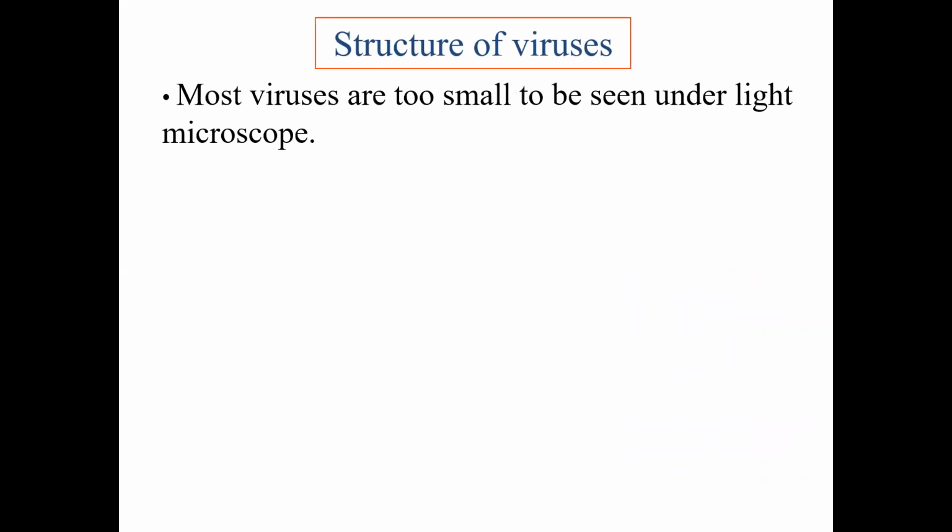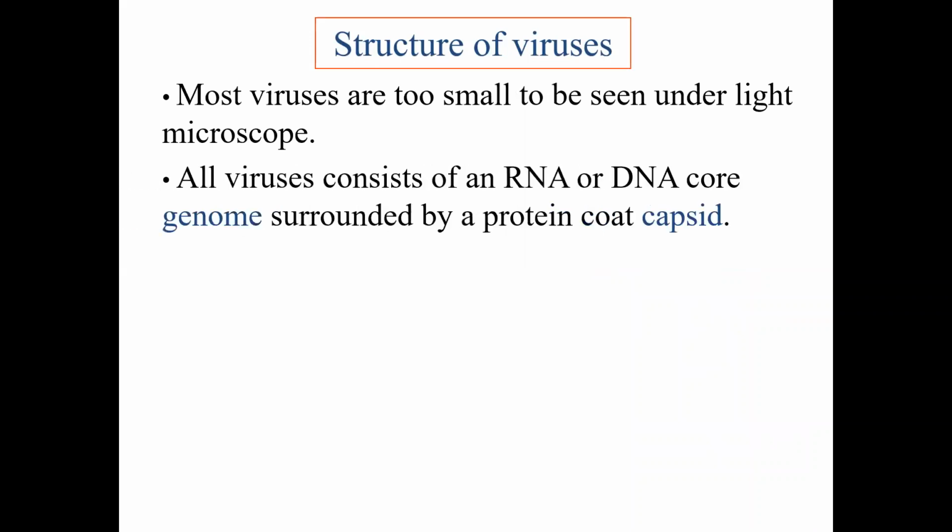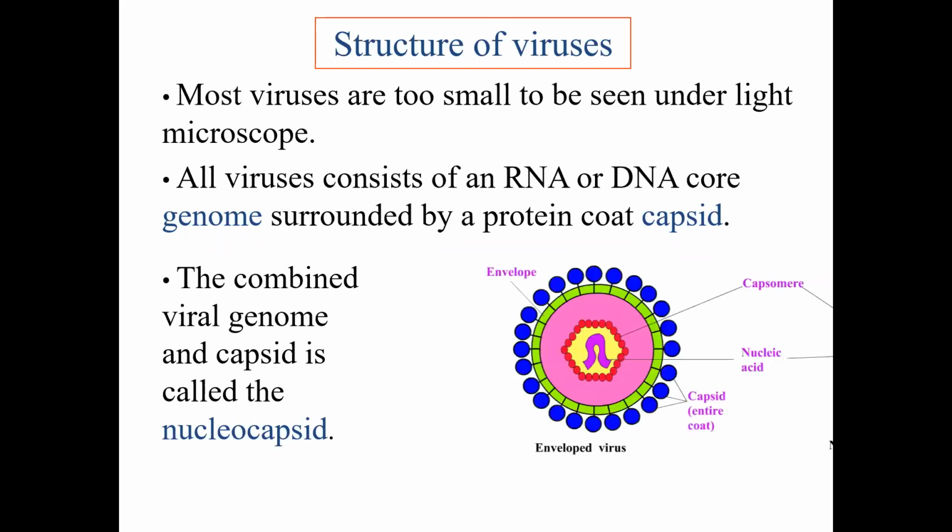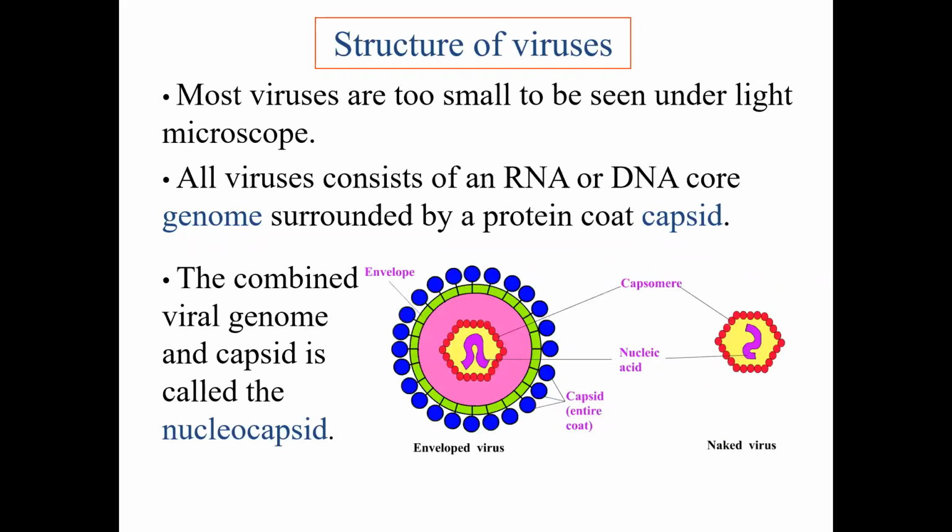Most viruses are too small to be seen under a light microscope. All viruses have DNA or RNA located in their core genome, and they are surrounded by a protein coat or a capsid. The combined viral genome and capsid is normally referred to as a nucleocapsid.